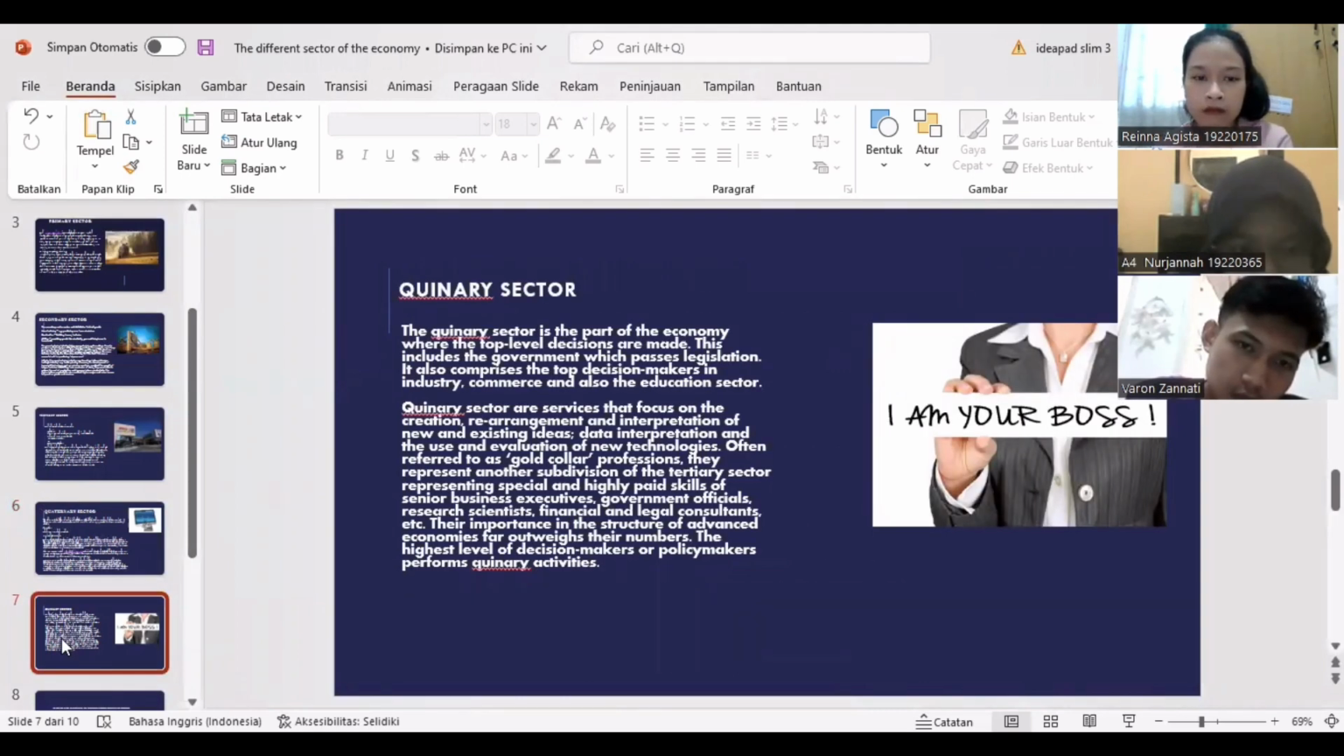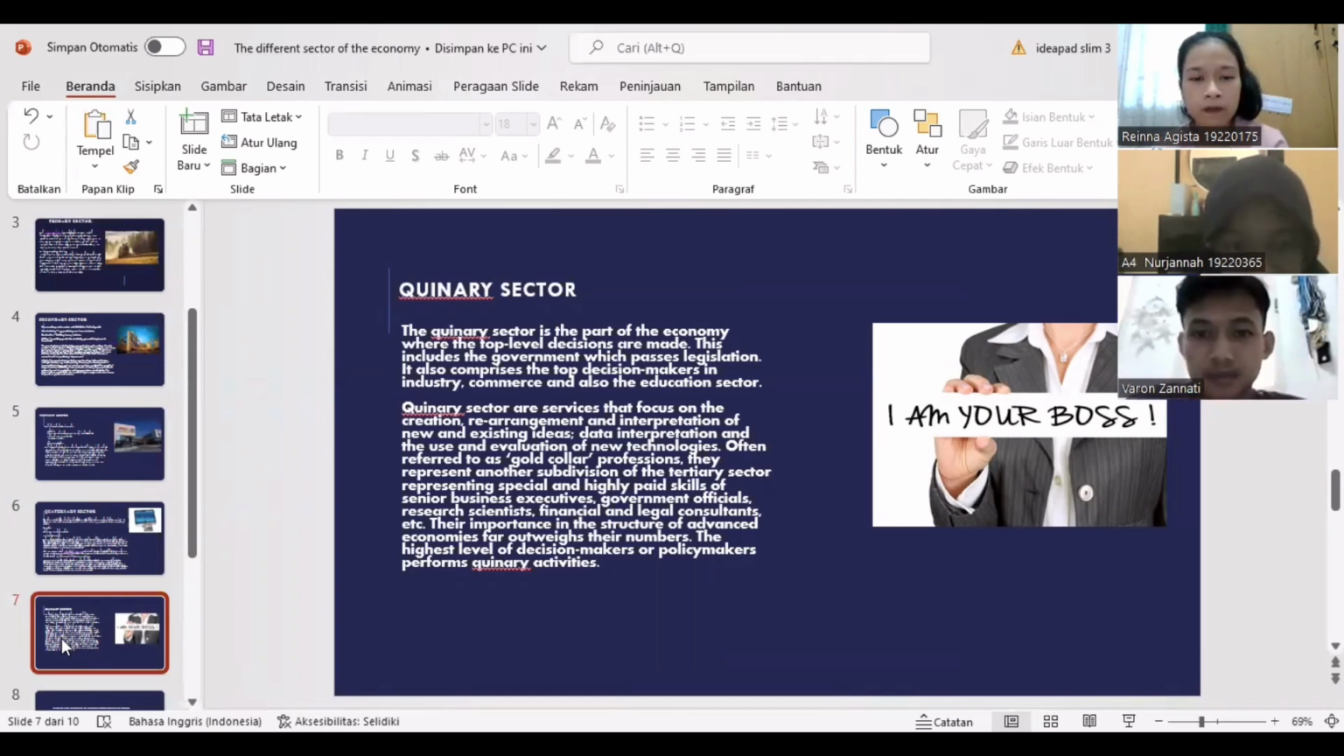Quinary sector. The quinary sector is the part of the economy where the top-level decisions are made. This includes the government, which passes legislation. It also comprises the top decision makers in industry, commerce, and also the education sector.